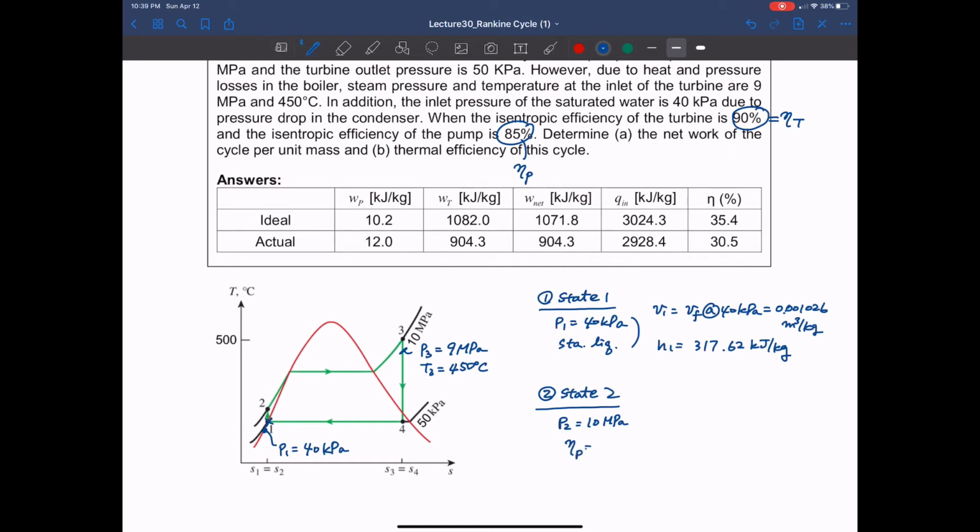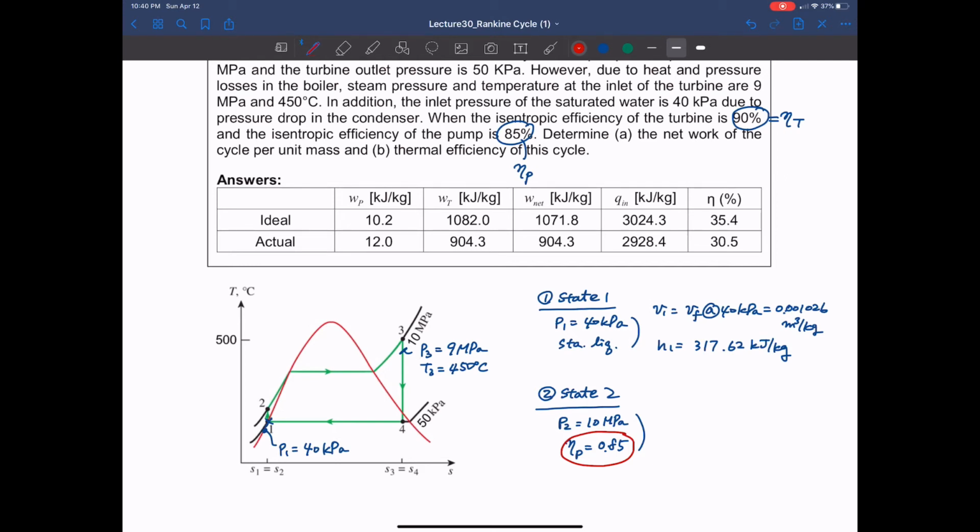And now state 2, what we know is P2 at 10 megapascal, and we know the pump efficiency is 85% or 0.85. So in this case, what you have to think about is how we can use this pump efficiency. When you try to use the pump efficiency, and also turbine efficiency, and even compressor efficiency, first thing that you have to do is calculate the ideal condition first. Then from the ideal condition we can go to the real condition, right?